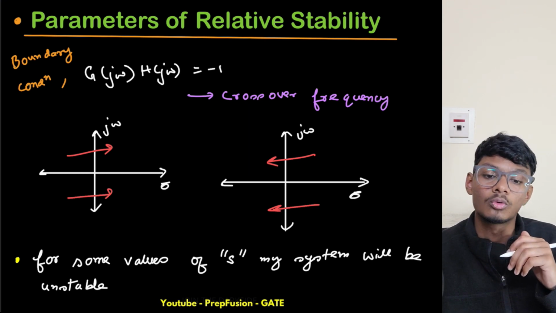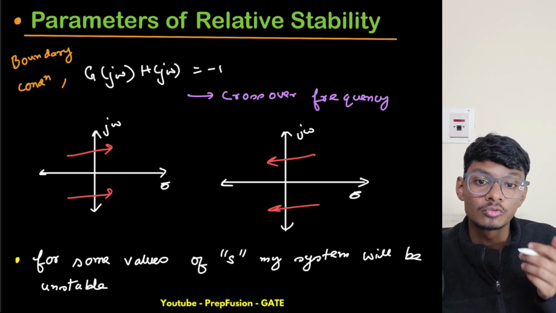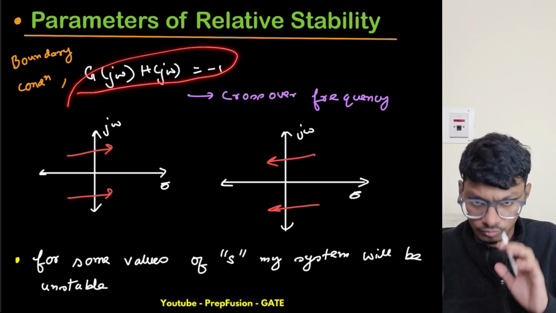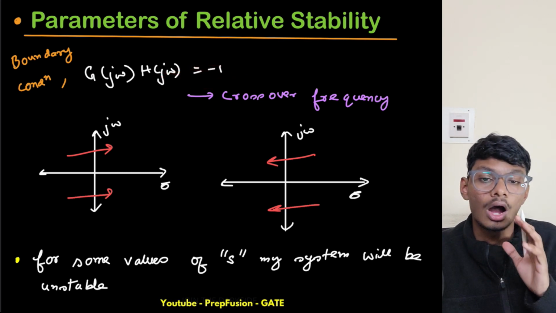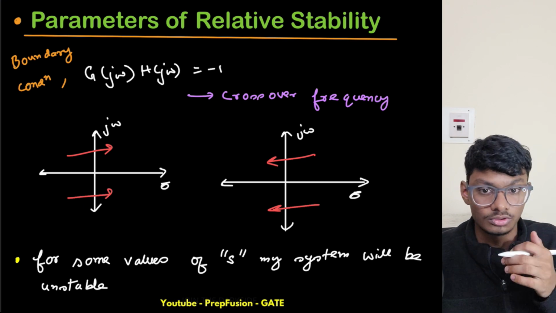Okay, but how do I quantify that? How do I say which one is relatively more stable than the other? Even though both are stable, let's say I have two OLTFs, both of them don't pass this -1 point, then how can I say which one is more stable than the other? Let's come to that point.